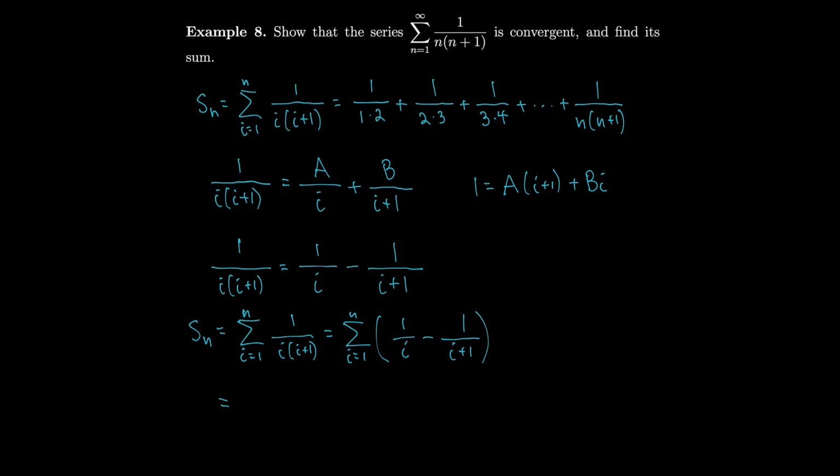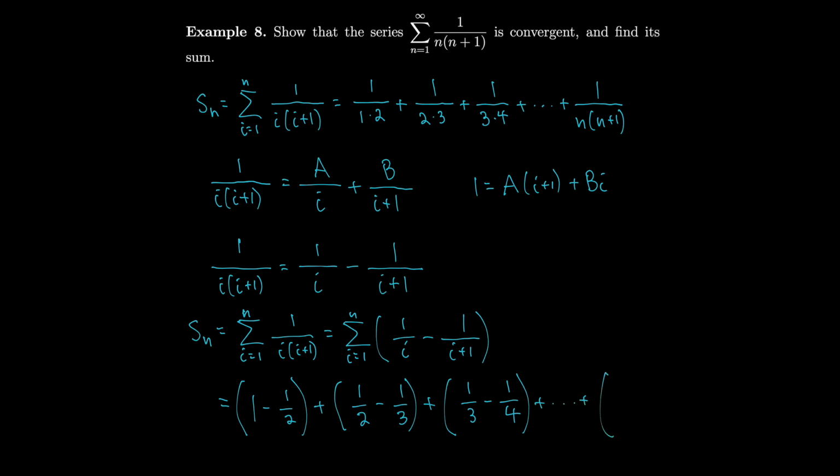So let's write out a couple terms over here. We get 1 minus a half for I equals 1, and then we add that to a half minus a third for I equals 2, and then we add that to a third minus a fourth, and so on until we're adding 1 over n minus 1 over n plus 1.